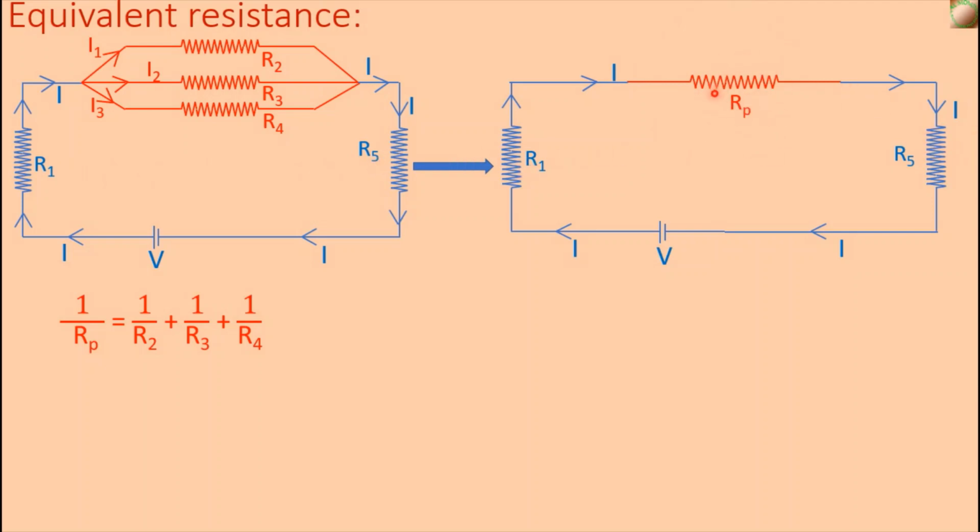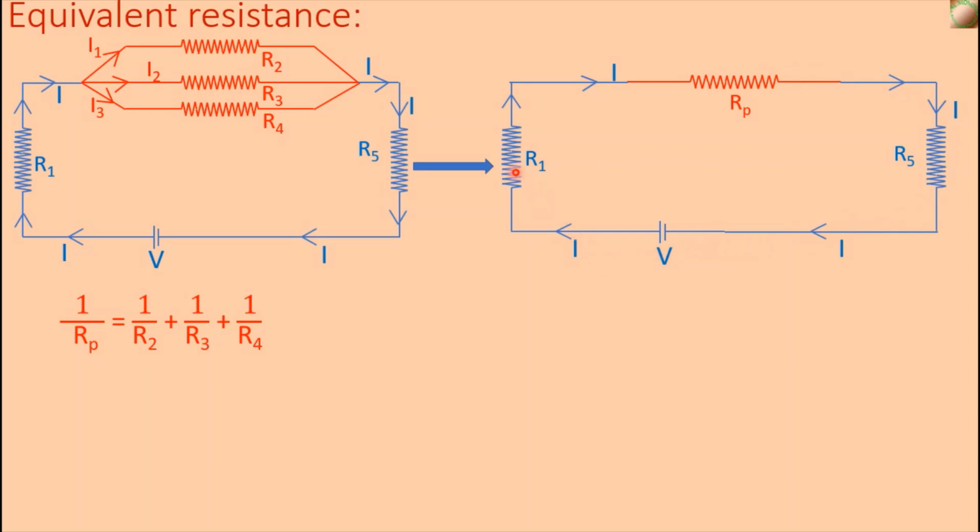Now this Rp is the equivalent resistance of these three resistances. As these three resistances are connected in parallel and different current is flowing through them, their equivalent resistance is Rp here. Now R1, Rp and R5, three resistances, are connected in this circuit. Here current I is flowing through the resistance R1, then through the resistance Rp and then through the resistance R5. That is, the same current is flowing through all the resistances.